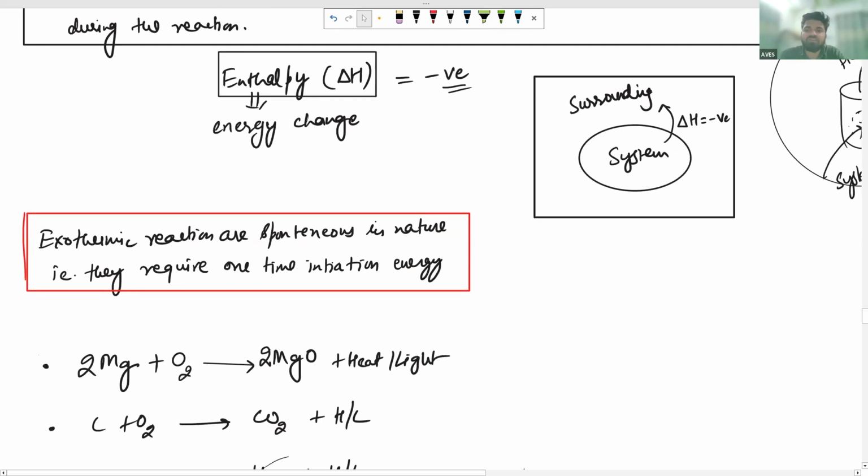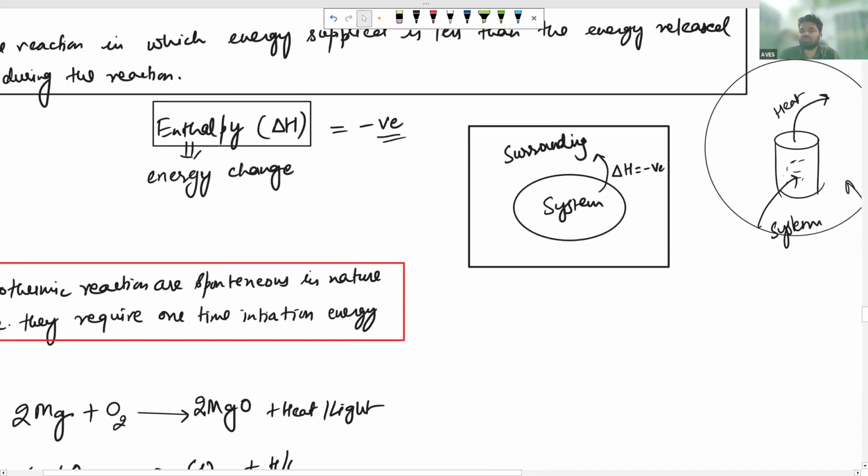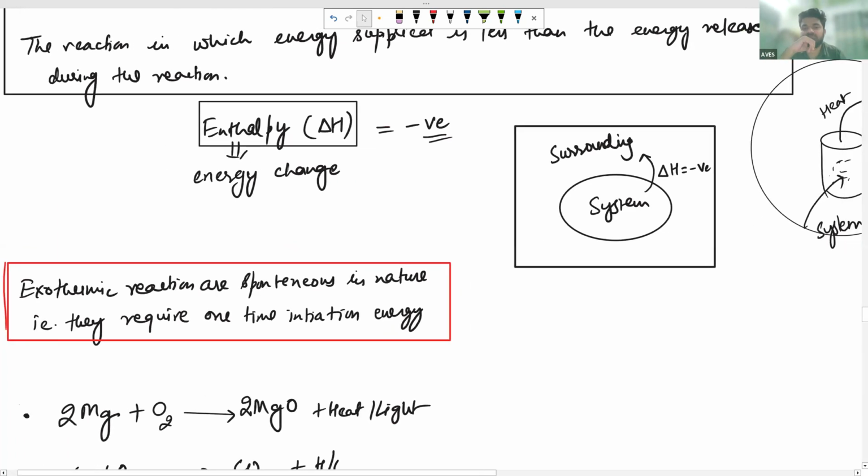Okay, have you drawn all this, system and surrounding, this way? Drawn this one? Yes or no? Yes, sir. You're drawing? Yes, sir. Okay, do this one.